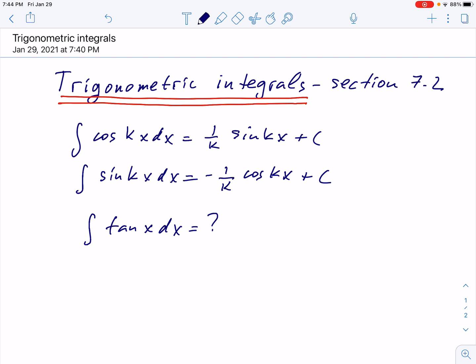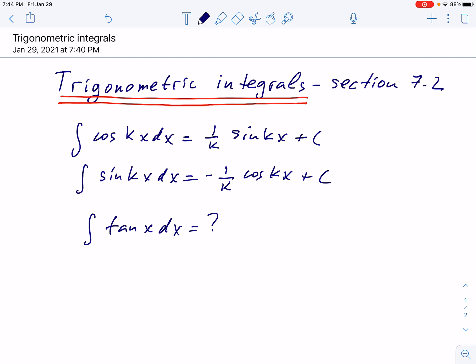Now, there are two trigonometric integrals which I mentioned already. If you have to integrate cosine kx dx, k is some coefficient, you get sine kx over k plus c, and this is good to memorize, not make a substitution each time. And similar for the integral of sine kx dx. How to integrate a tangent?